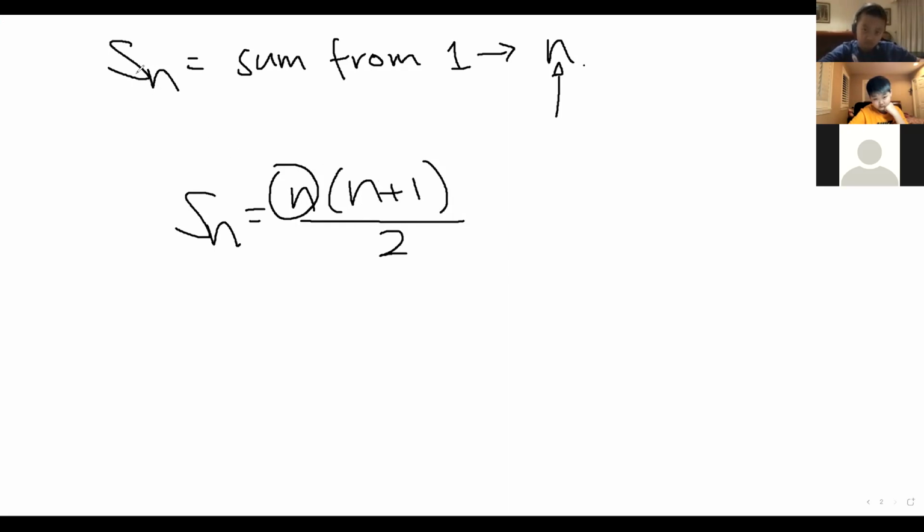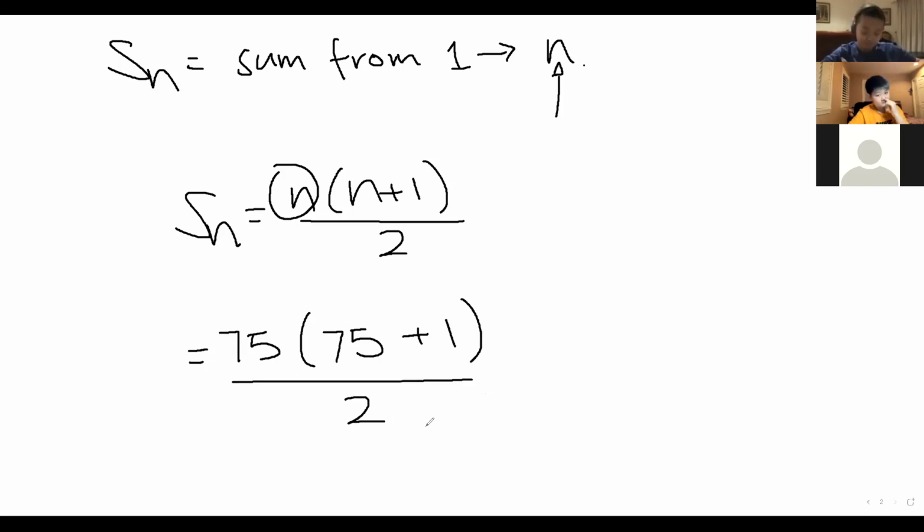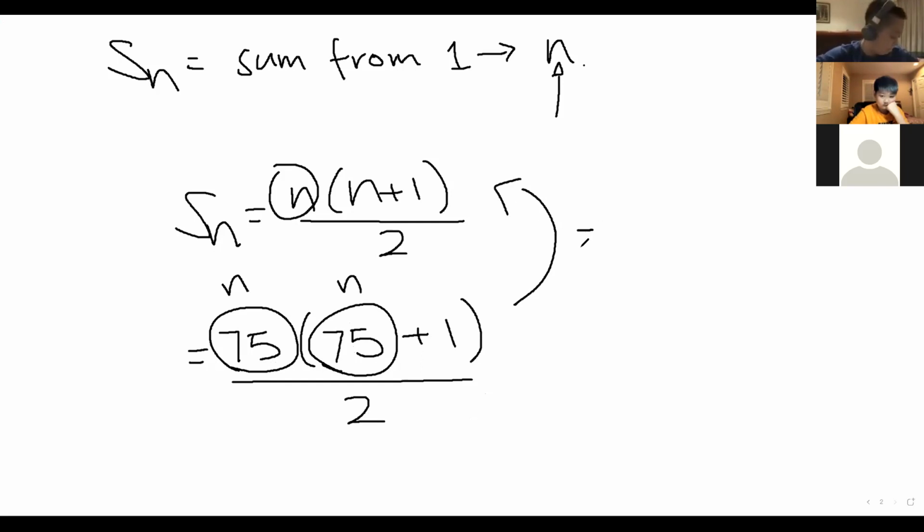When the number was 75, we found that the sum was equal to 75 times 76. But 76 comes from the last number plus the first number, which is always 1, divided by 2. So if I replace how many numbers with n, this is exactly the same as this. So don't worry about this.